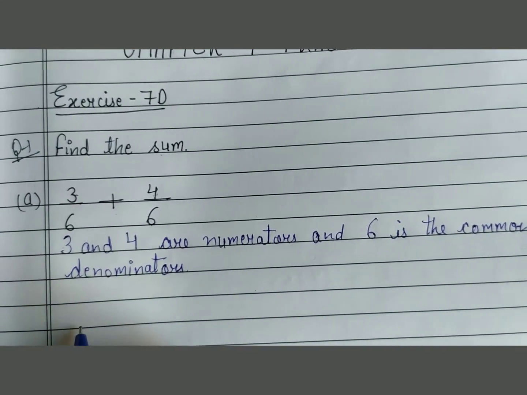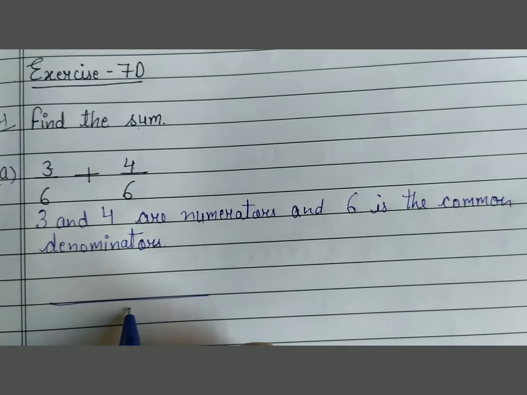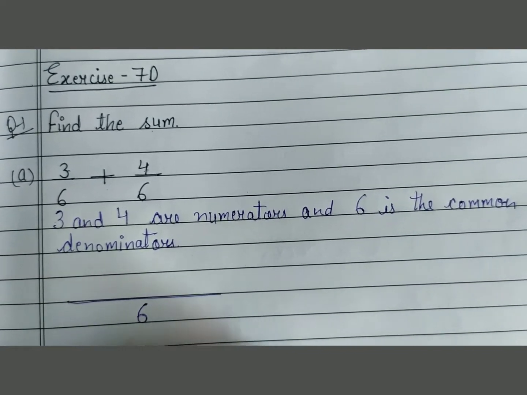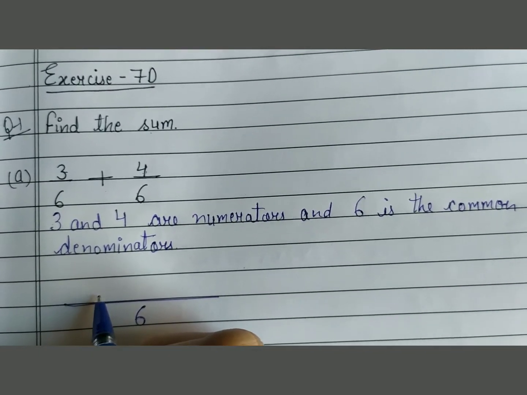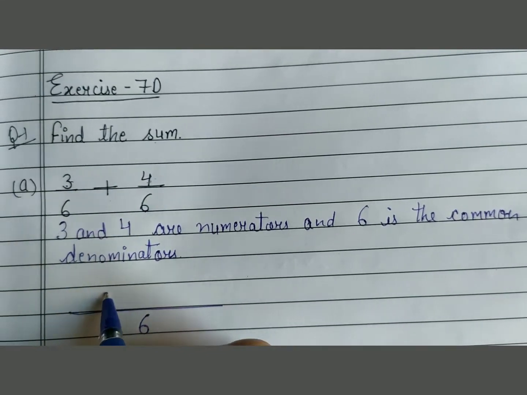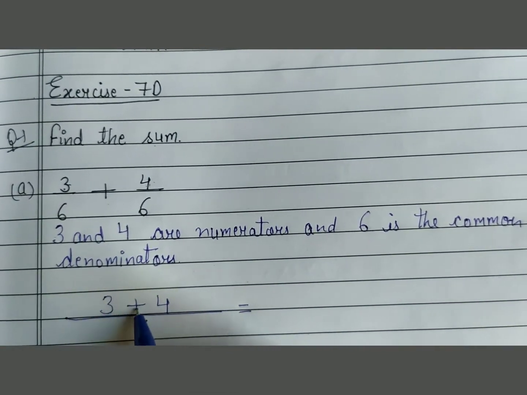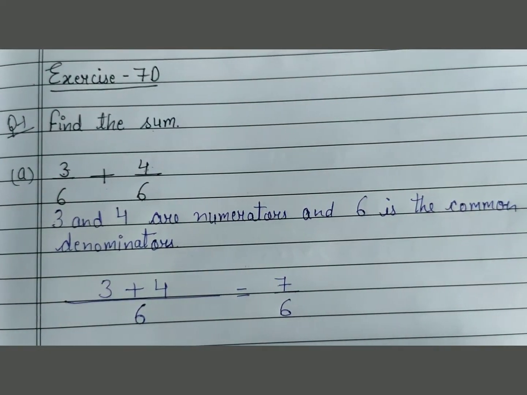Okay, draw the fraction bar. Write 6 as a denominator because it is a common denominator. Find the sum of the numerators 3 and 4, that is 3 plus 4 equal to 7 upon 6. This is the answer.